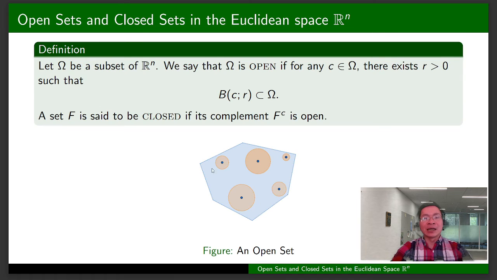Here is an example of an open set in the Euclidean plane R2. The set omega in this situation is a polygon without boundary. As you can see, for any C in this polygon, you can always find R greater than 0 such that the open ball with center at C and radius R is a subset of this polygon. Therefore, this set is an open set in R2.